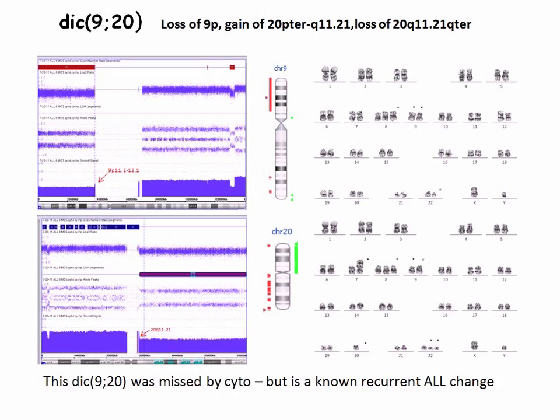Well, seeing 9p gone, looking around at the rest of the array, it started to make sense because 20 is a kind of a mess. So what we see is that we have a gain of 20p and a little bit after the centromere, and then a loss of 20q. It's not a big loss, it's a mosaic loss, but what we have is the dicentric 9;20. So what I see up here that I think is 9p is really 20p.